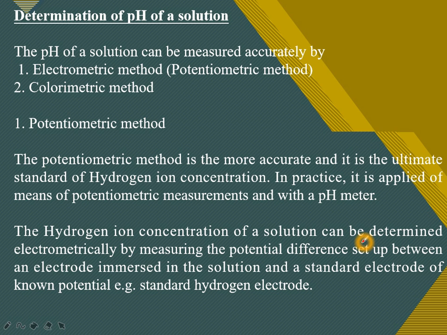Here the hydrogen ion concentration of a solution can be determined electrometrically, that is potentiometrically, by measuring the potential difference set up between the electrode immersed in the solution and a standard electrode of known potential. An example of the standard electrode is the standard hydrogen electrode.